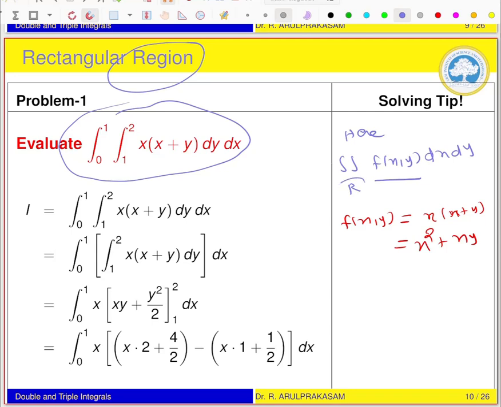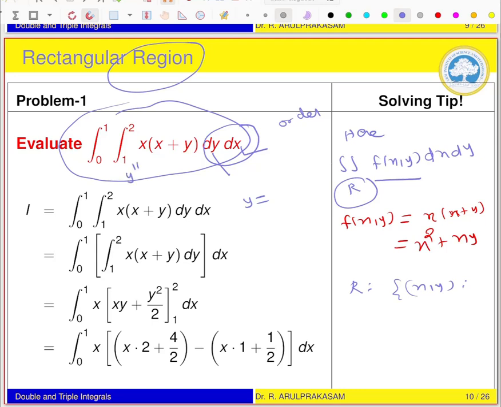So what is the region here? My region is defined in terms of x comma y. The limits are constant, so look at this order. What is the order of the integral? First we look at the inner integral: the variable is y, and the outer integral variable is x. Here the y limits, the lower limit and the upper limit, start from 1 to 2.